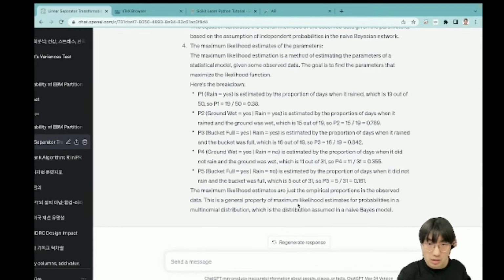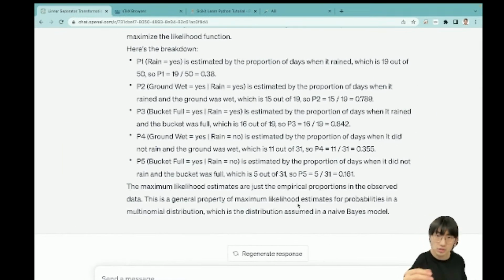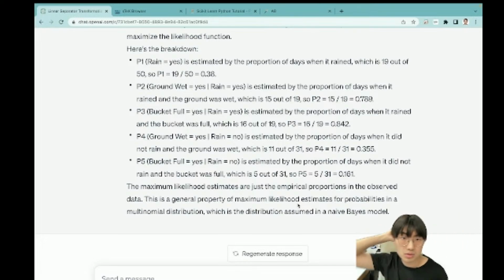So the maximum likelihood estimates are just the empirical proportions in the observed data. This is a general property of maximum likelihood estimates for probabilities in a multinomial distribution.